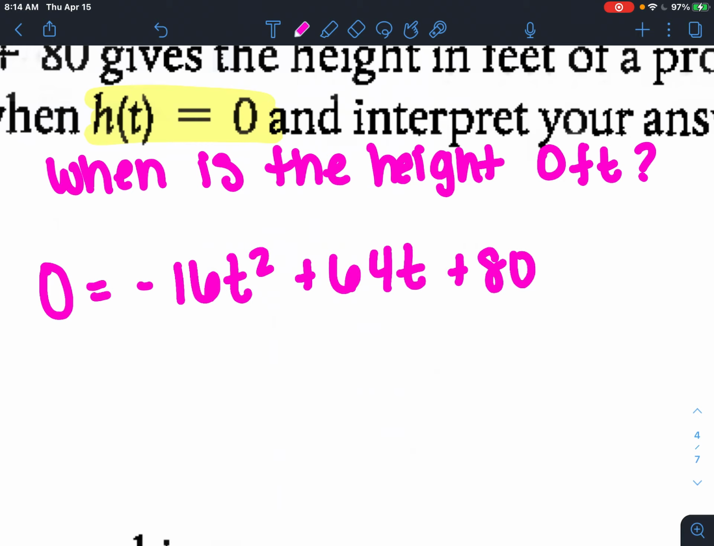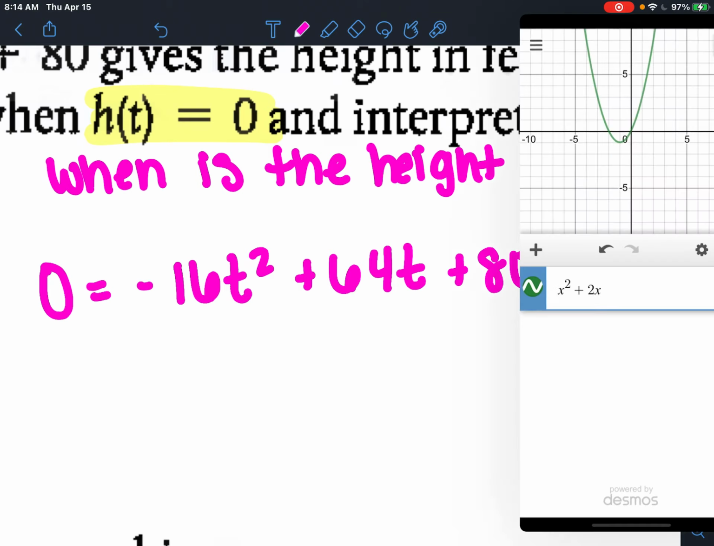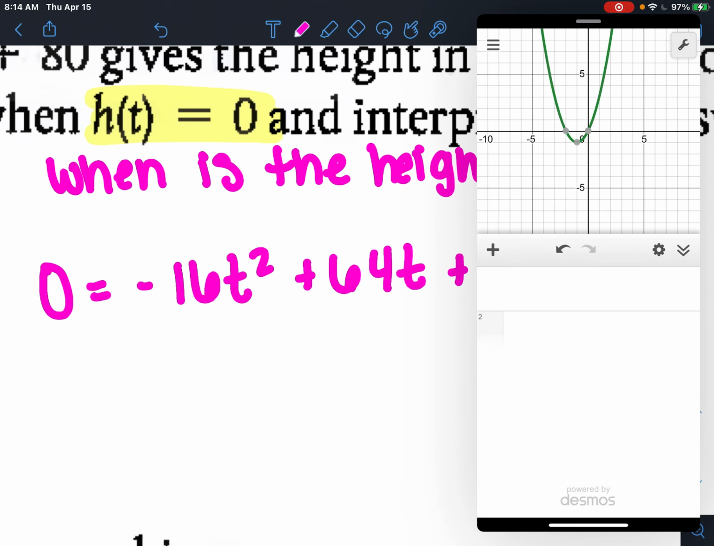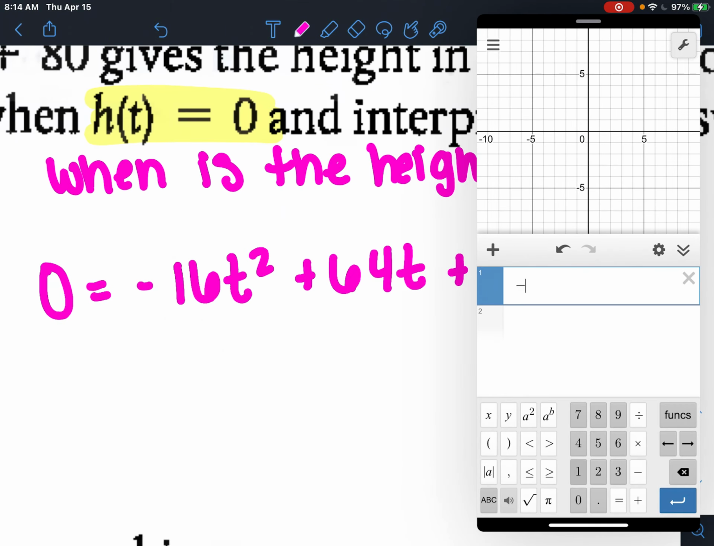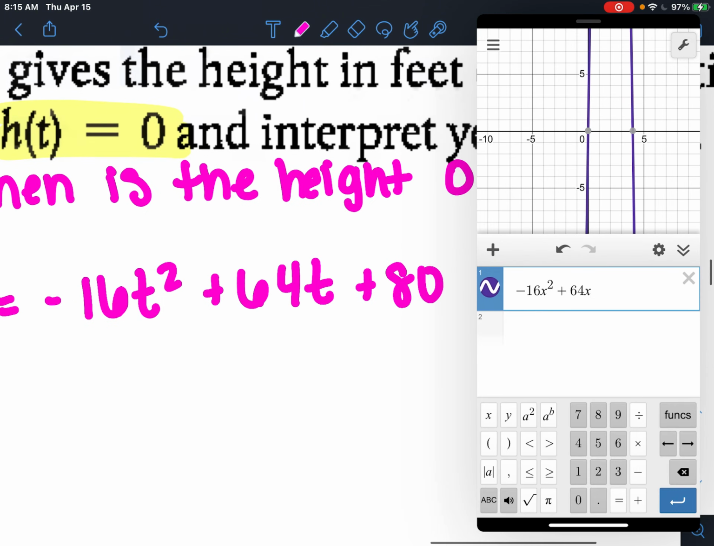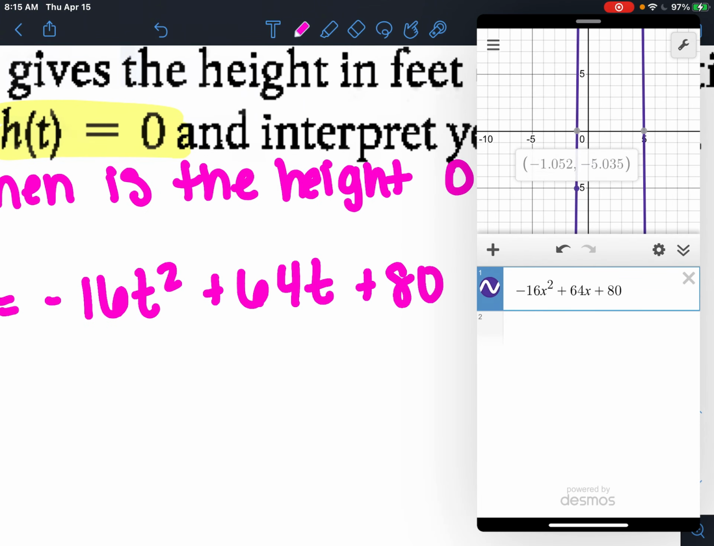This is a quadratic function. I have absolutely no desire to solve this. I'd probably try factoring out a common number because they all look even, but that's a lot of work. I'm going to use Desmos. So I'm going to type in negative 16x. I don't have x, well, I have t's, but Desmos doesn't recognize t's, so I'm actually going to change my t's to x's. Plus 64x plus 80.